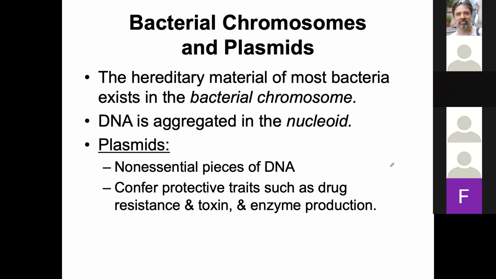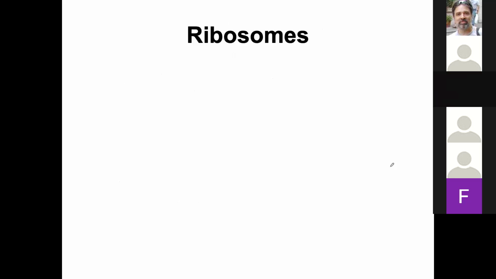And then the plasmids are outside of the bacterial chromosome. They're shaped like a ring, and they can provide traits such as drug resistance or toxin production. And they can be transferred from one cell to the other using a pilus.